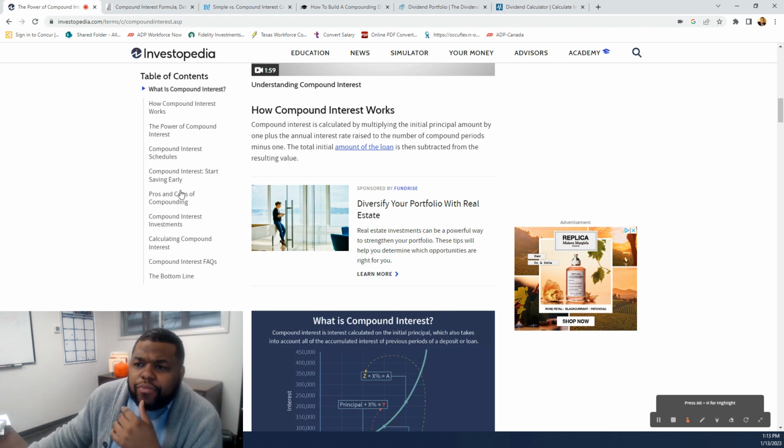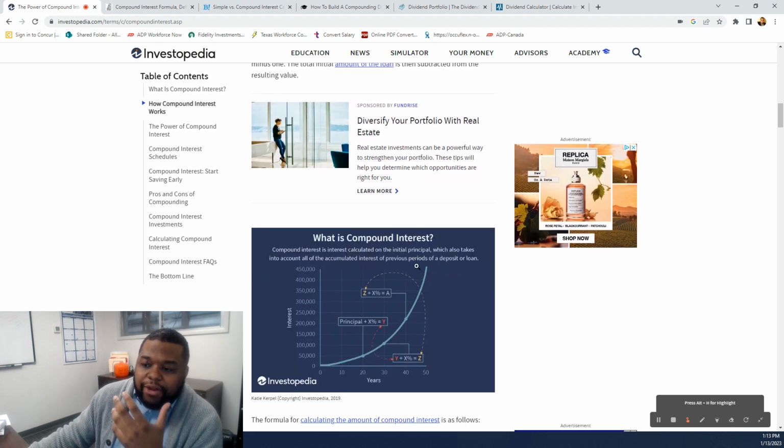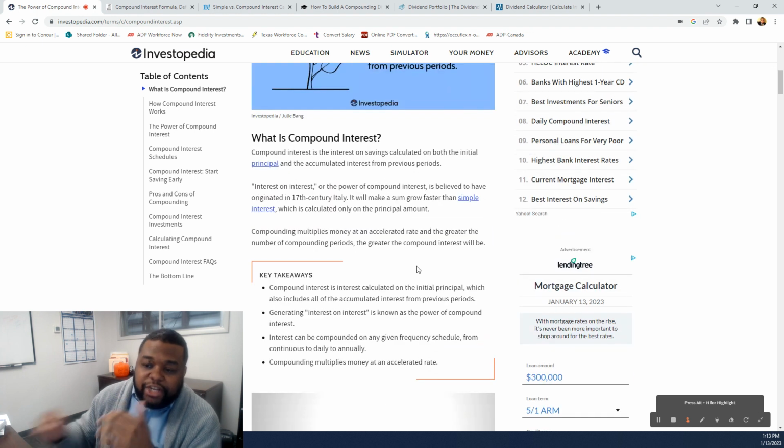Here we go. So how does compound interest work? Compound interest is calculated by multiplying the initial principal amount by 1 plus the annual interest rate raised to the number of compound periods. Most importantly, what is compound interest? Compound interest is interest on top of interest on top of interest.